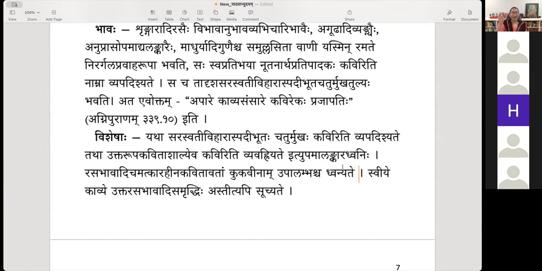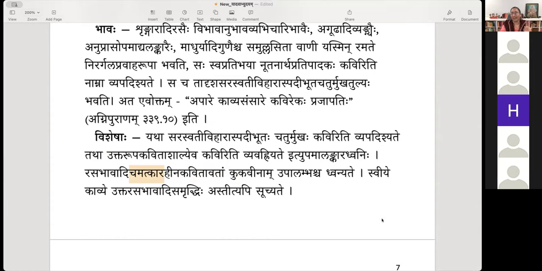A person who does not use rasa, bhava or these, and gives importance only to shabda, or is not able to even create poetry in such a beautiful manner. So Kavita Vatam Kukavinam, bad poets who write really bad poetry, Heena Kavita Vatam, poetry which is devoid of any chamatkara, any beauties like rasa or bhava, etc. Those bad poets are being ridiculed here, upalambha. That upalambha is also dhvani only. It is a suggestion here that the vyakhyata is able to bring out.